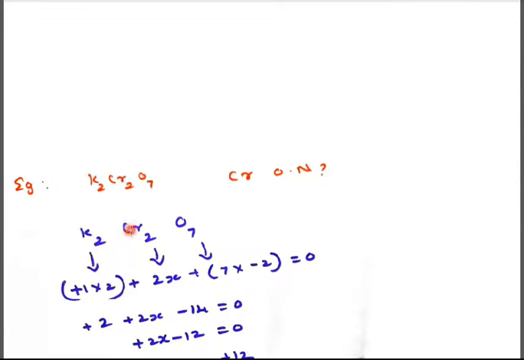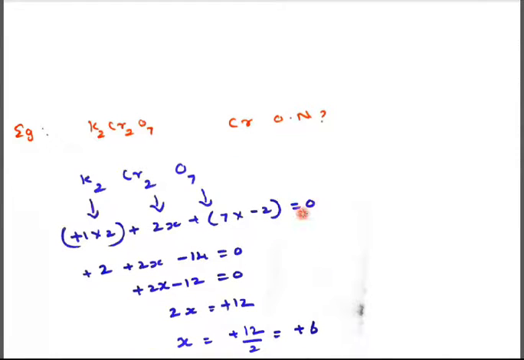Next, we have to calculate for chromium. It has 2 chromium, so we put 2x, adding all the charges. So 7 oxygen, the valency of oxygen is -2. 7 into -2, -14. The total charge of the compound is 0. It is a neutral compound, equal to 0. If there is a charge, you put the charge. If there is no charge, put 0.